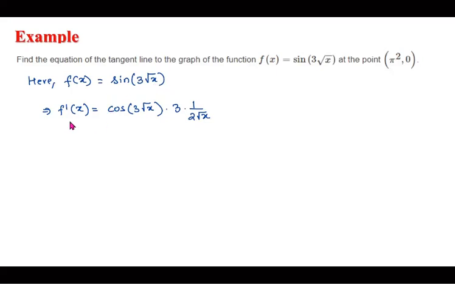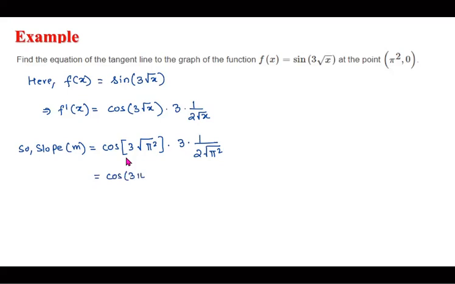Now, this is the derivative. I don't want to simplify this right away because I need the slope. So I'm going to find the slope by plugging in pi squared for x. The slope, denoted by m, will be equal to cosine of 3 times the square root of the value of x, which is pi squared, then 3 times 1 over 2 times the square root of pi squared.